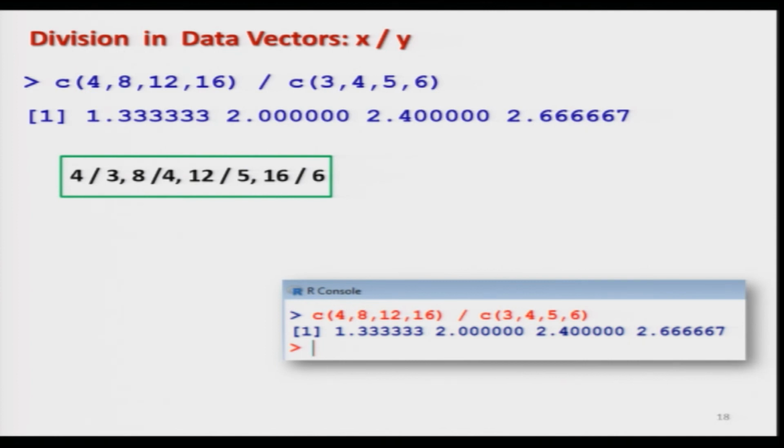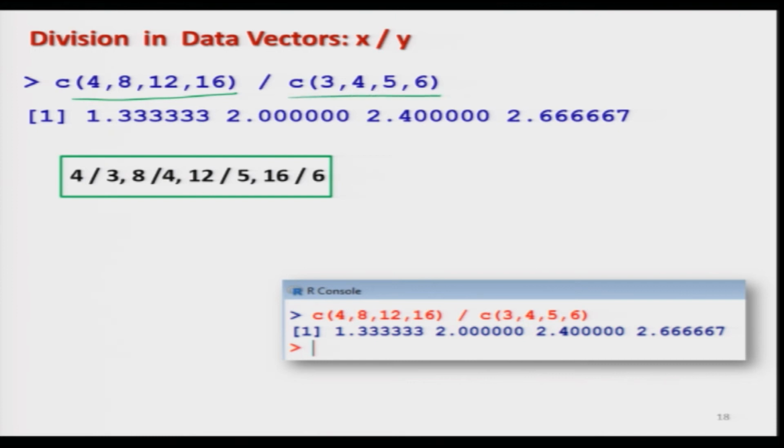Now, in case you try to take the numbers in the two data vectors, you can see in this example that the answer can be in real numbers, in fractions also. So, now I take two data vectors: the first has the elements 4, 8, 12, 16, and the second has the elements 3, 4, 5, 6.